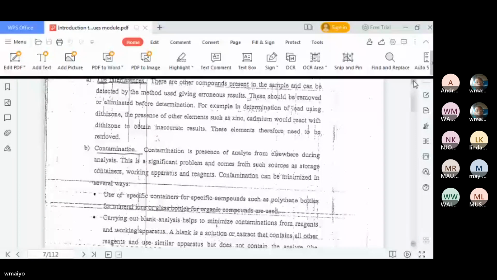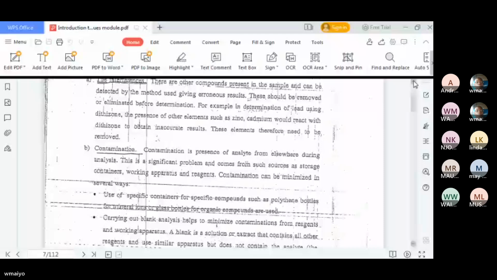So it therefore calls that before you do your analysis, you need to understand what some of the interferences are for a particular analysis, so that you remove them before the actual analysis. Then contamination, on the other hand, is about presence of the analyte coming from elsewhere during the analysis. The elsewhere that we are talking about here will include storage containers, working apparatus, and even the reagents.